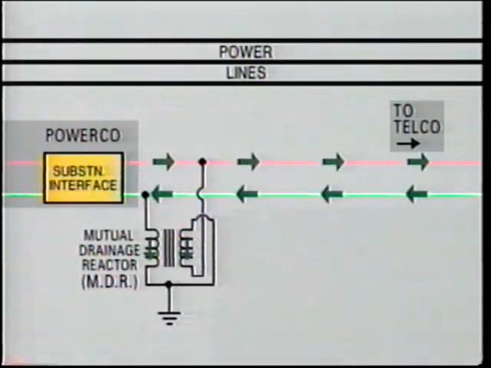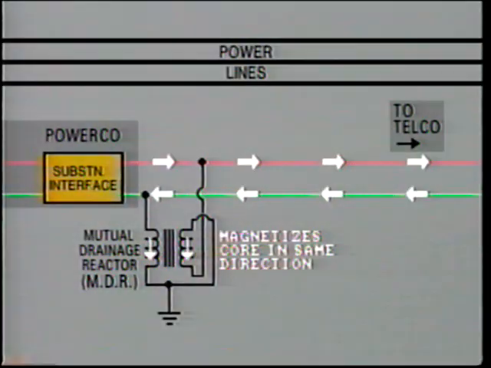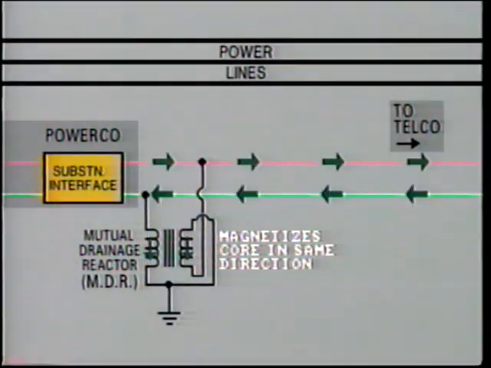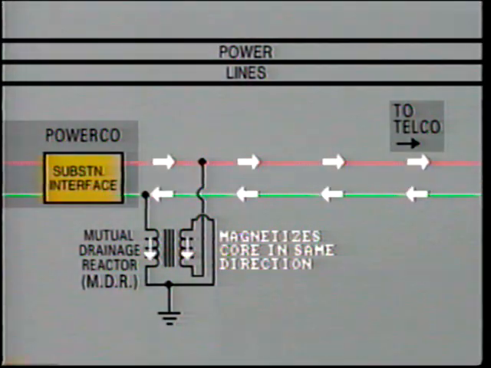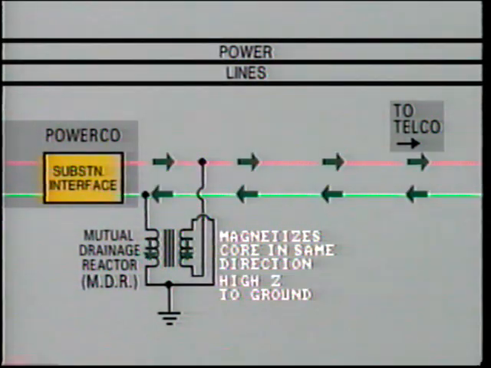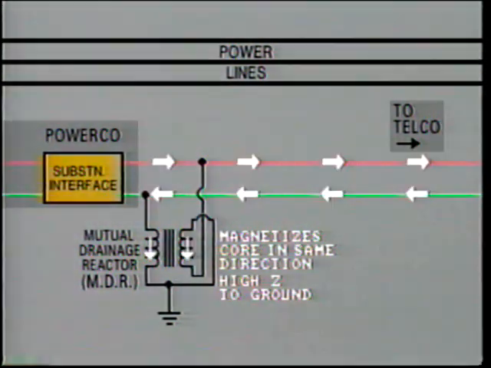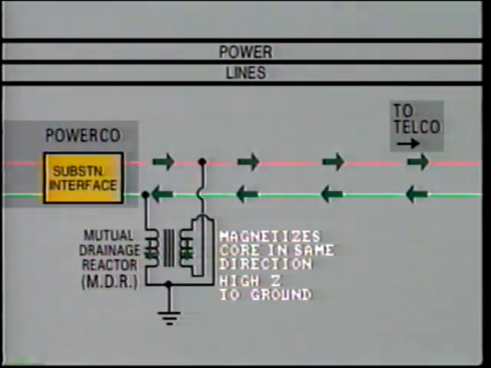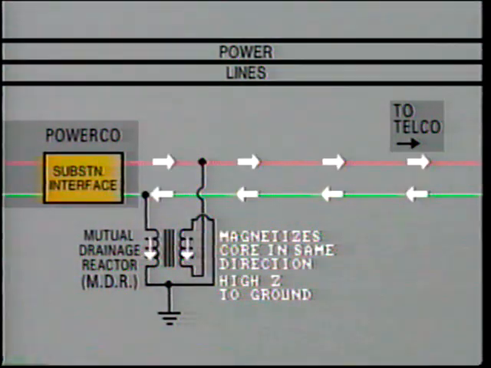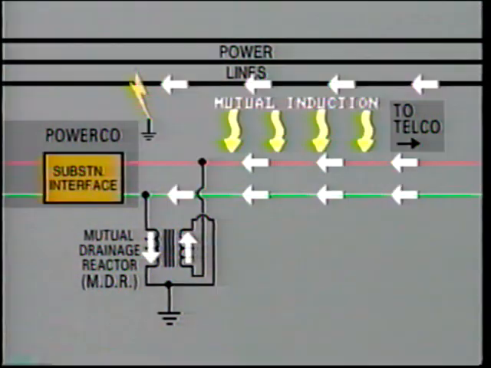The reactor is precisely wound so that under these conditions, each winding magnetizes the core in the same direction. As a result of this, the reactor presents a very high impedance to the flow of current to ground, and the communication signal passes with very little loss. However, if the voltage rises excessively due to longitudinal induction, the common mode voltage will now magnetize each side of the reactor in opposite directions.